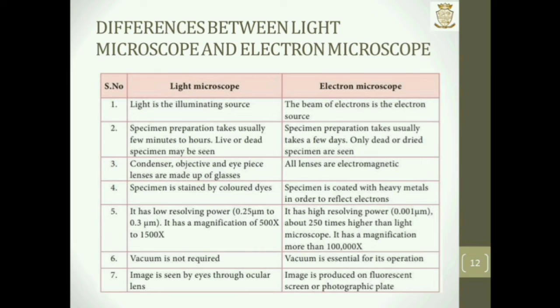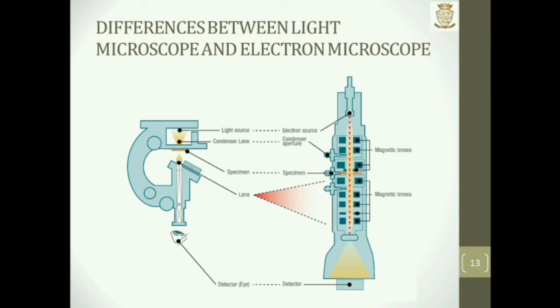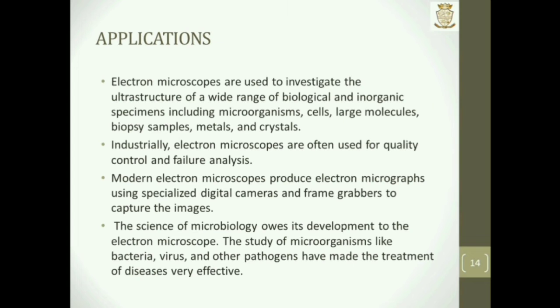In a light microscope, the image is seen by the eyes through the ocular lens. In an electron microscope, the image is produced on a fluorescent screen or photographic plate. Here we can see an image of a light microscope and an electron microscope and their differences.